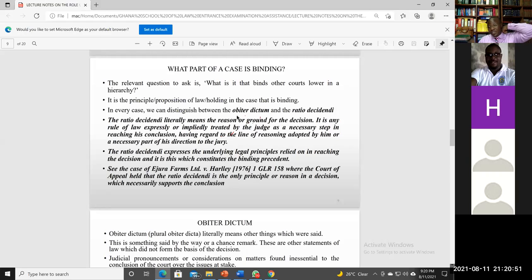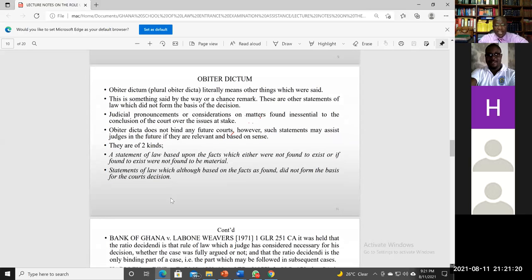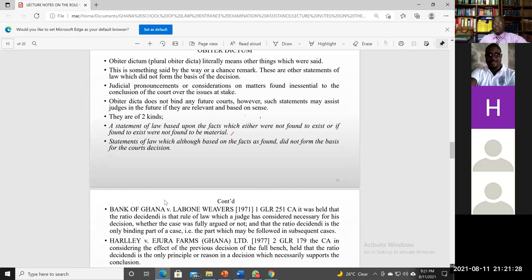statements or comments, or by the way, comments not relevant to the issues, what you call the obiter dictum or obiter dicta, may be cited as being of persuasive effect in future cases, but it is never precedent. So that is one thing that we should pay attention to. Yeah, so as I indicated, the obiter dicta does not bind any future court, and it may only provide assistance.